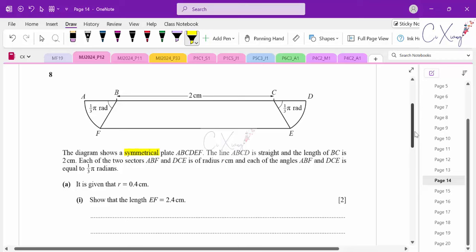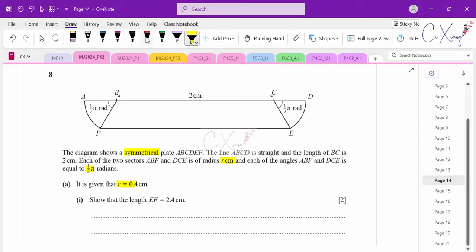Okay, so ABCD is a straight line. Then the length AB is 2. Each of the two sectors, ABF and DCE, has radius r. And the angle of ABF and DCE is equal to pi over 3. Given that r equals 0.4, show that the length of EF equals 2.4.